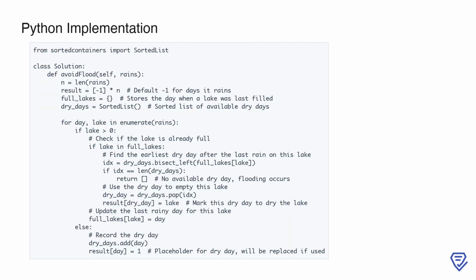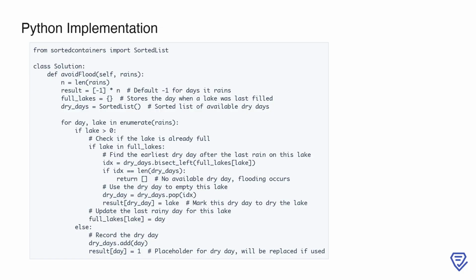This example highlights the importance of using dry days strategically to prevent flooding whenever possible. Here, we start by importing the SortedList class from the sortedcontainers module, which will help us efficiently manage and search through the list of available dry days. Inside the Solution class, the avoidFlood method is defined to handle the problem. We initialize a variable n to store the length of the input list rains, and create a result list filled with -1, representing the default value for days when it rains. Additionally, we use a dictionary called full_lakes to keep track of the most recent day each lake was filled, and a sorted list named dry_days to maintain an ordered list of days available for drying lakes.